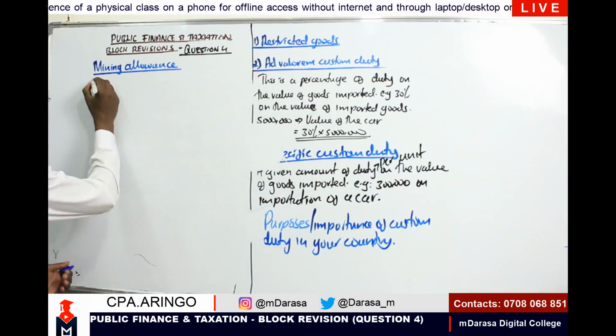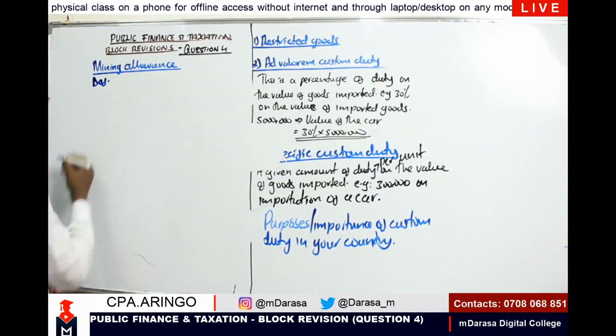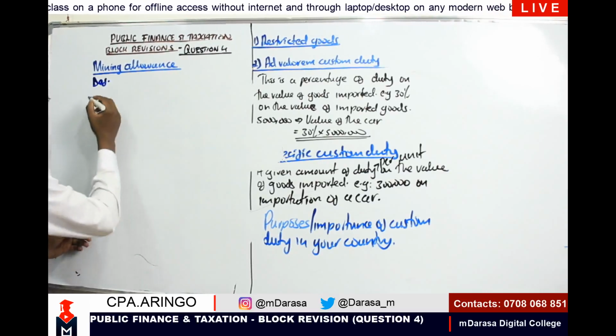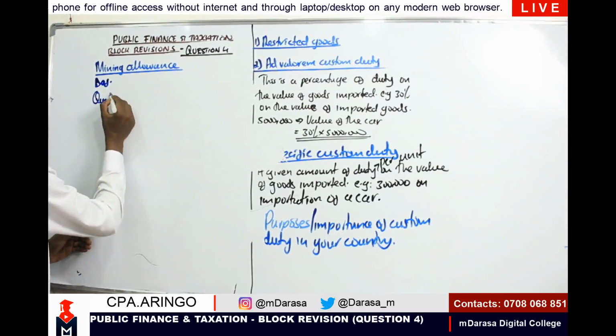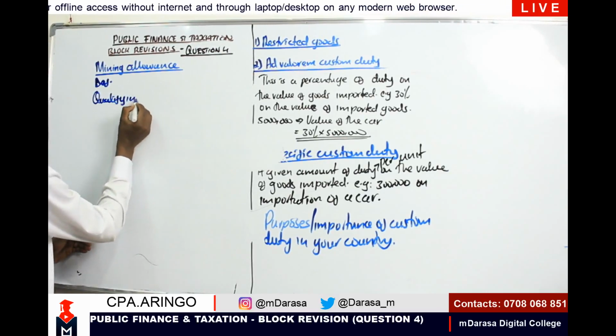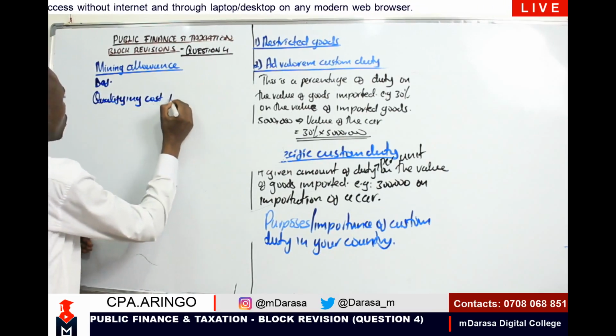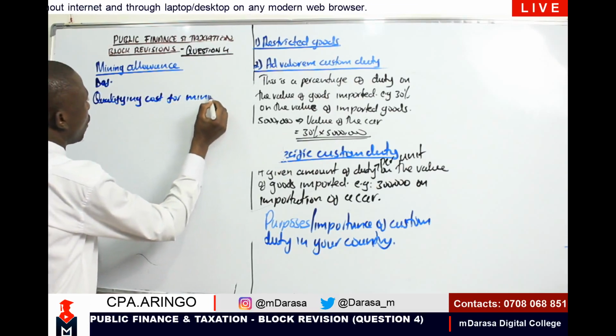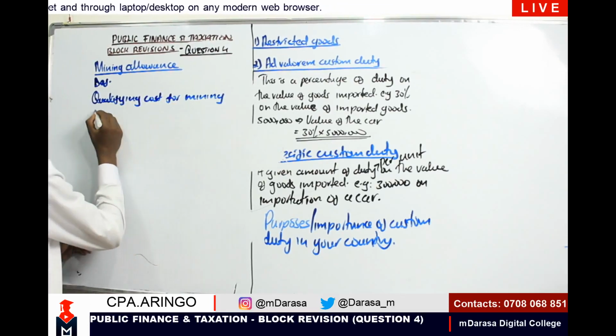So now, after we've talked of the definition, the key area is for us to understand the qualifying cost for mining allowance. What must we always have in mind anytime you are talking of qualifying cost for mining allowance?